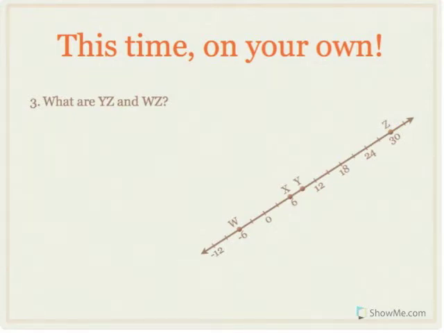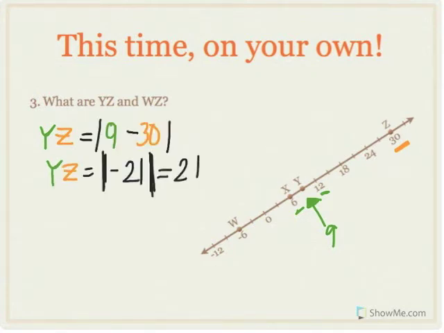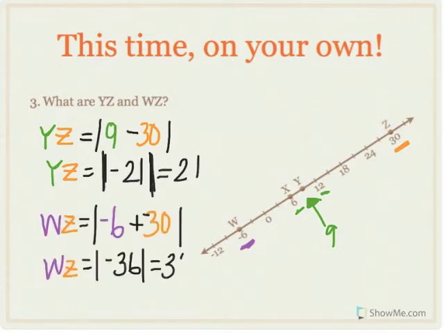So you have your answers. Let's see how well you did. The distance from Y to Z, also known as YZ, is a positive 21. Now let's look at WZ. WZ is positive 36. How did you do?